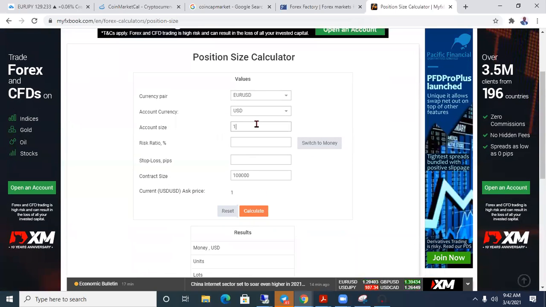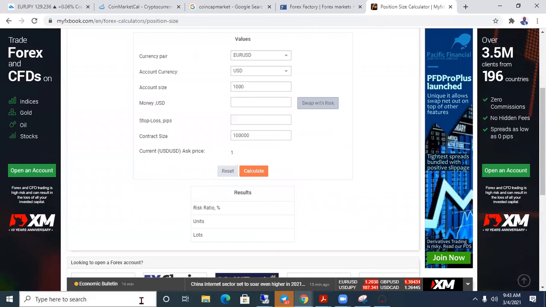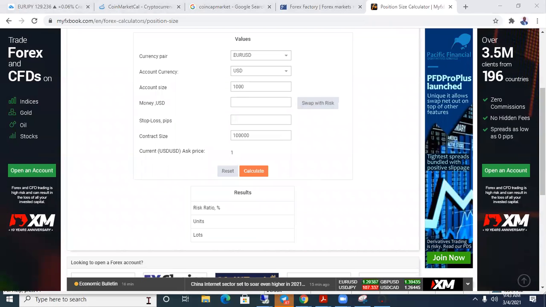Let's say I have a $1,000 account and I'm willing to risk 2% of my account, right? 2% of that account is going to be $200. No, that's going to be $20, right? That's going to be $20. So notice this, see this icon, switch to money. I'll switch to money. Once I switch to money, now I'm going to have my calculator out.